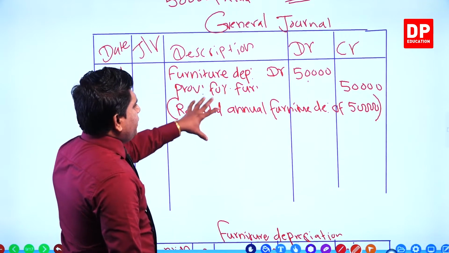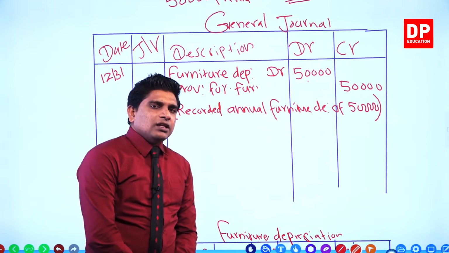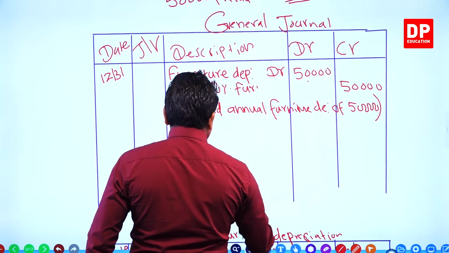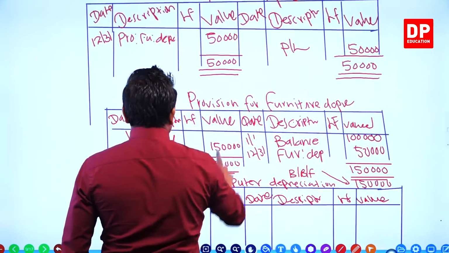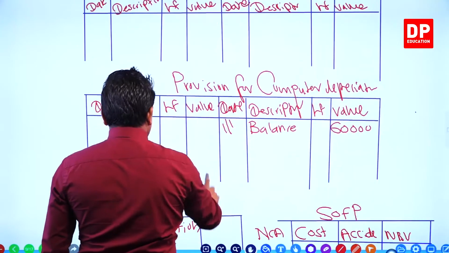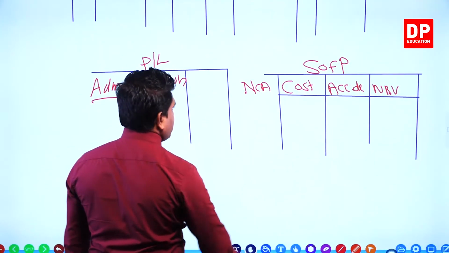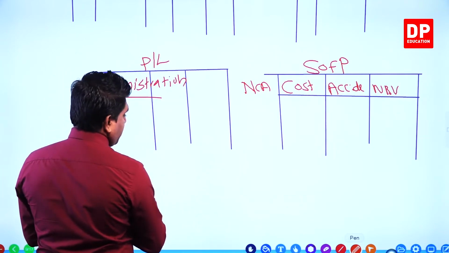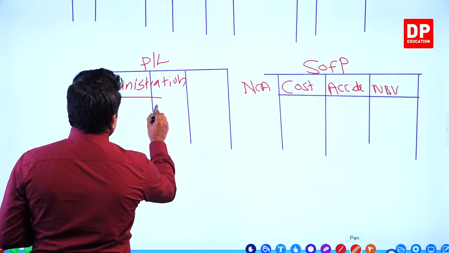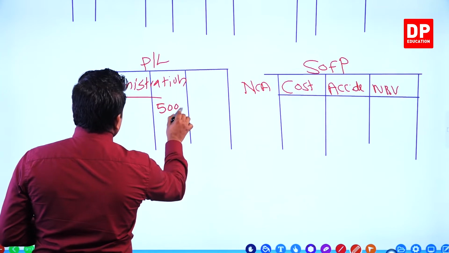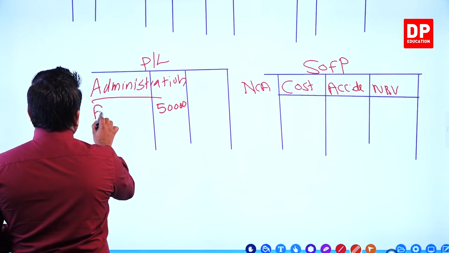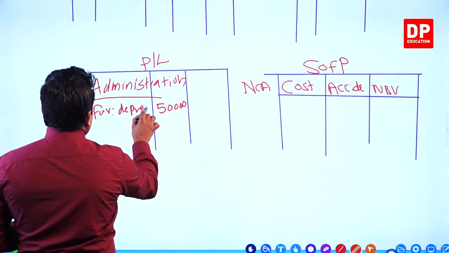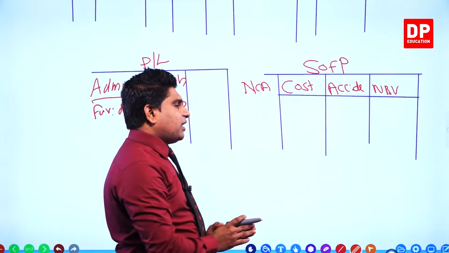Now we enter these details into the financial statements. Now we see how to enter them, right? Profit and loss statement. You know, in the profit and loss statement, it's an expense. We write only this year's depreciation. How much? 50,000. What do we write here? We write furniture depreciation, that's only, right?